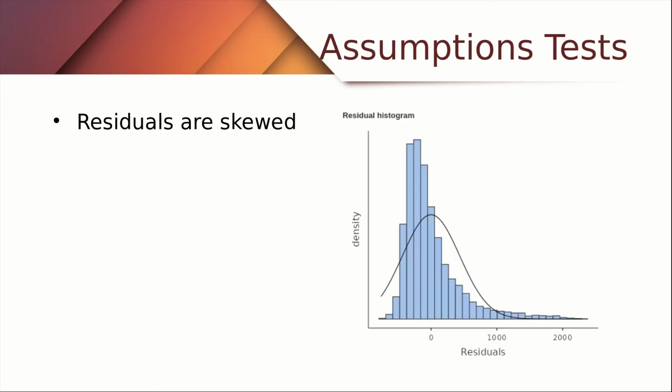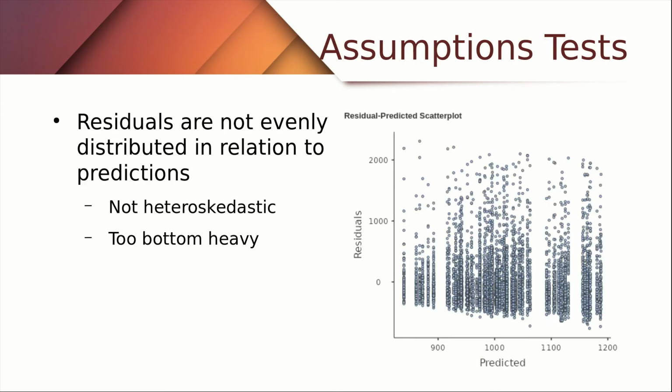As far as the assumption tests are concerned, what we see is that the residuals are skewed. They don't fit in a nice bell curve. They're skewed positively towards higher numbers. When we plot the residuals against the predicted values, we see that the results aren't evenly scattered. They tend to be a little bit bottom heavy.